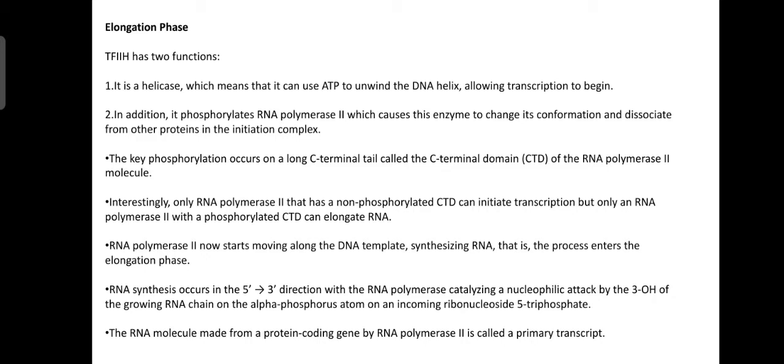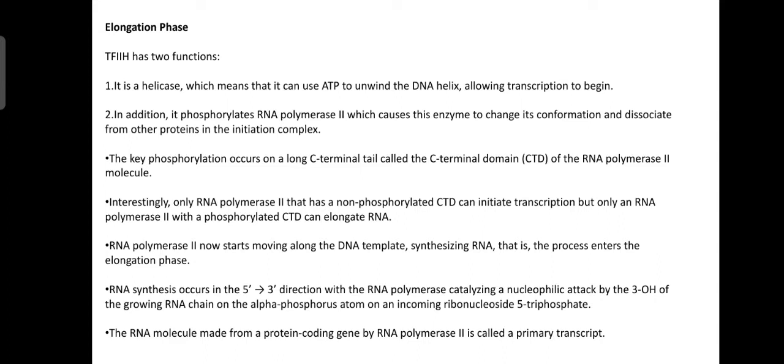Where will this phosphorylation occur? It will occur on the C-terminal tail, which is called the C-terminal domain or carboxy-terminal domain. This carboxy-terminal domain has 52 repeats, which is essential for the polymerase activity of the RNA polymerase 2 molecule. So, where did this phosphorylation take place? At the C-terminal tail, which is called the CTD, that is the carboxy-terminal domain of the RNA polymerase 2.